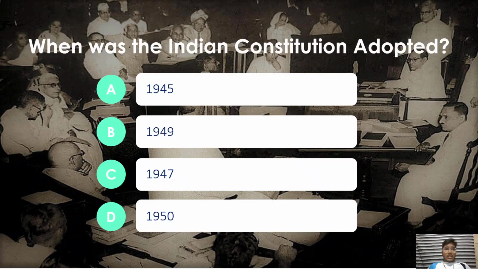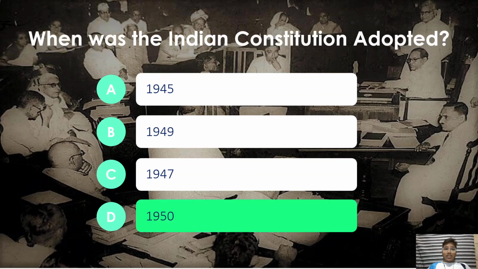So the first question goes like, when was the Indian Constitution adopted? We have the options as A 1945, B 1949, C 1947 and D 1950. So the answer is option D, 1950.